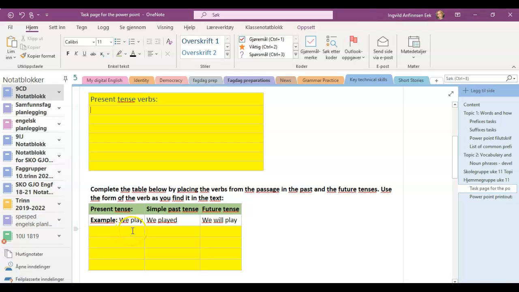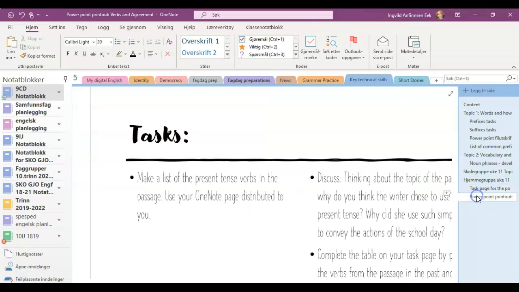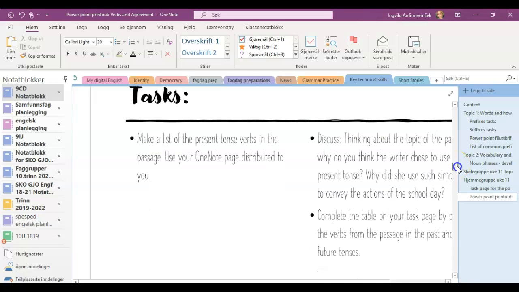In this table, you're going to place those verbs, the ones you have up here, in here. And you're going to conjugate them. Put them in different tenses. Like an example, we play, we played, we will play. So you're going to put them in past tense and future tense. So if you found play up here, this is putting it in the past tense and this is putting it in the future tense. Okay, fill it out here. If you need more squares, just add them. Right, so this is when you pause the video and work on these tasks.